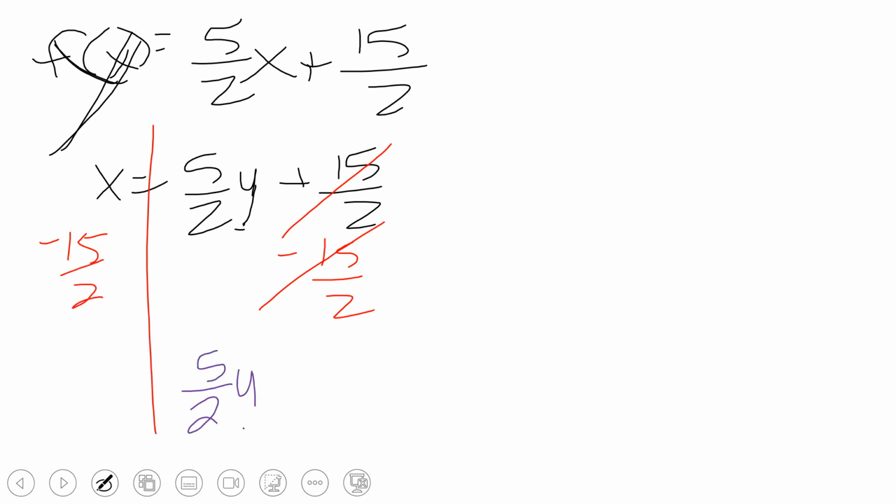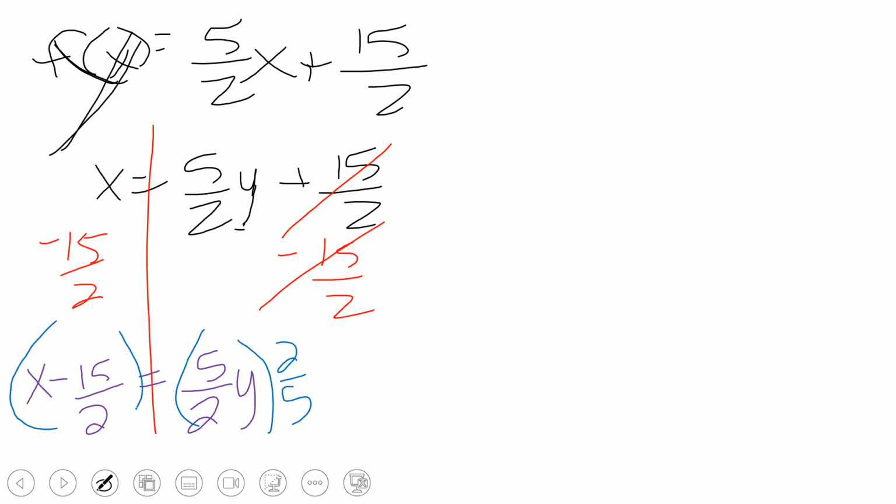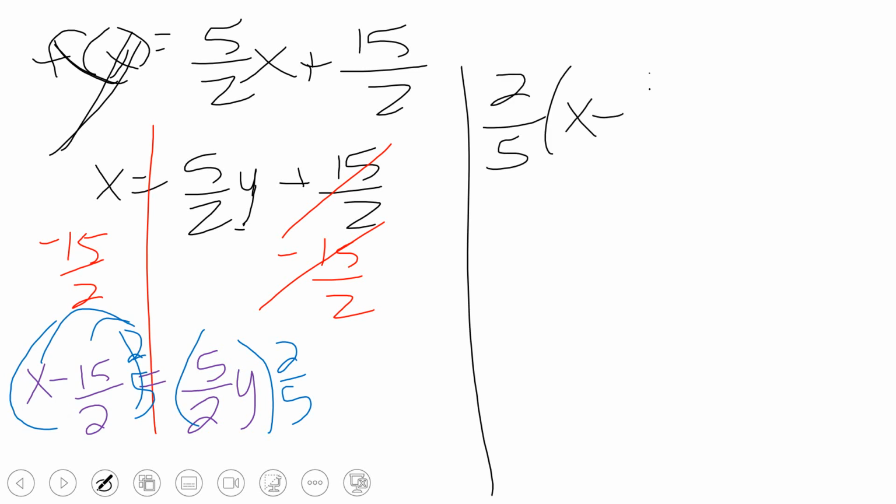5 over 2y equals x minus 15 over 2. Now, how do I remove the 5 over 2 so that the y is officially isolated? I'm going to multiply by the reciprocal. 2 over 5. Multiply by the reciprocal. Oops, so sorry. Now I'm going to put it right here and have to distribute backwards here since there's no additional room. 2/5 times x minus 15 over 2 equals y.